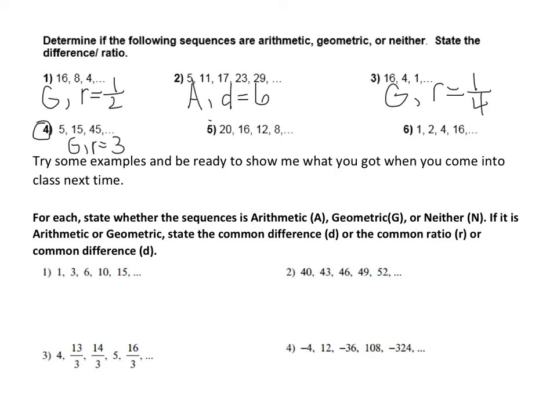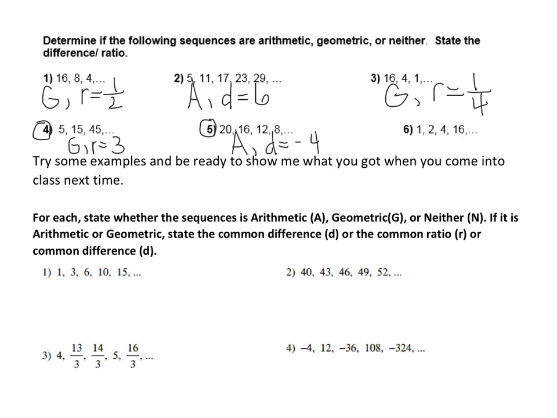For number 5, 20 minus 4 is 16. Is 16 minus 4 12? And is 12 minus 4 8? Yes, it is. So this one's arithmetic with a common difference of -4, because you're subtracting 4 to get from one term to the next.